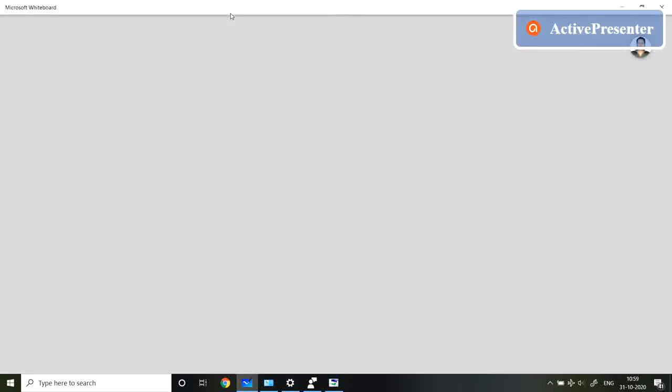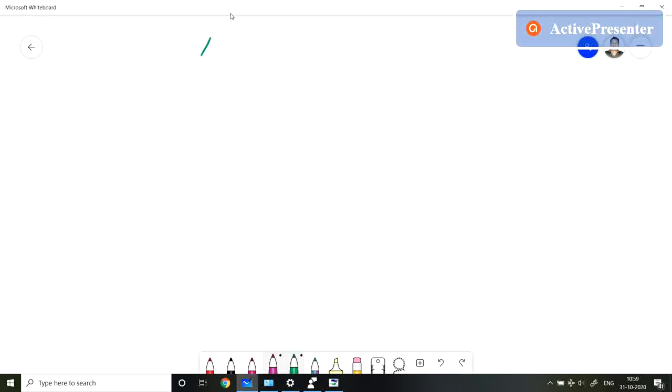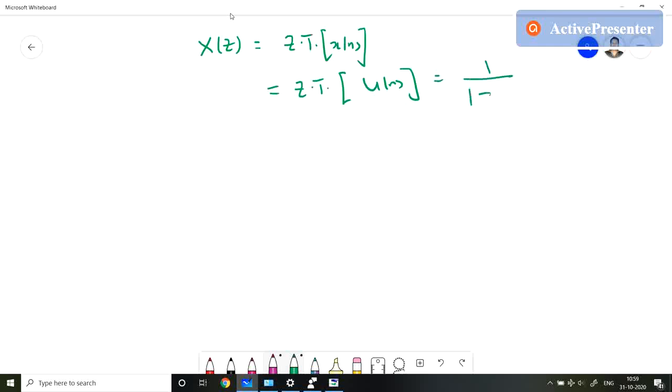Now what is X(z) and what is Y(z)? So X(z) is equal to the Z transform of x[n]. So it is equal to the Z transform of u[n], and that is equal to 1 divided by 1 minus z inverse, and the ROC is modulus of z greater than 1.